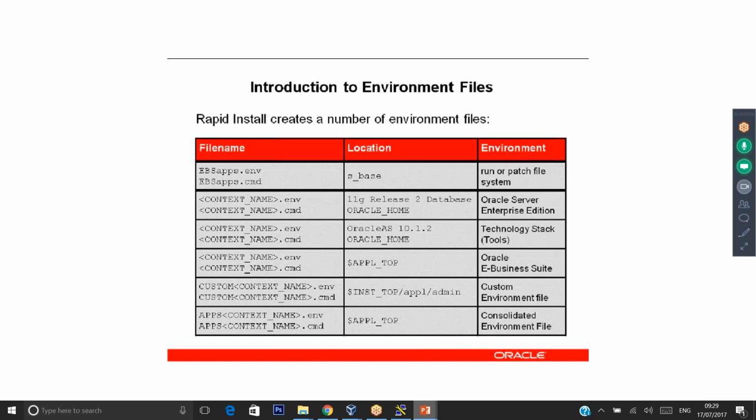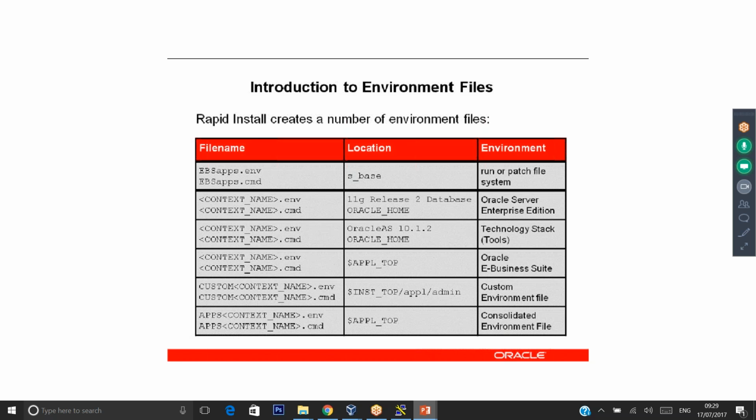So you see context.env, 11g Oracle home, that's on the database side. The same name you will see in the 10.1.2 Oracle home on the application side, the 10.1.2 Oracle home, where you will see another context name.env, one file with the same name. You would be seeing it in the APPL_TOP also. The custom context name.env, you would see in the APPL_TOP admin location. And apps context name.env, same thing, in APPL_TOP.